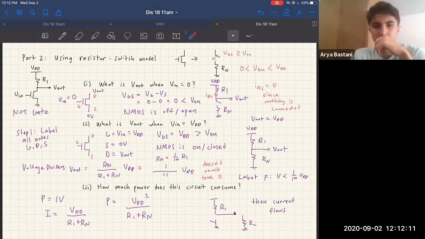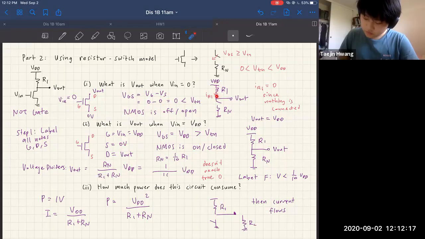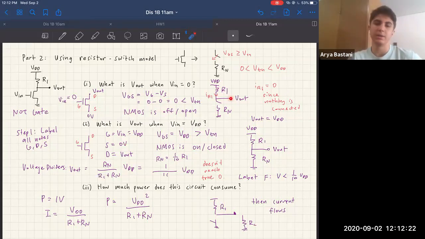Isn't current flowing through R1 though? So wouldn't that consume some power? Are you asking about this current? Yeah. But since nothing's connected to the output, it's equal to 0. Oh, I see. Okay.